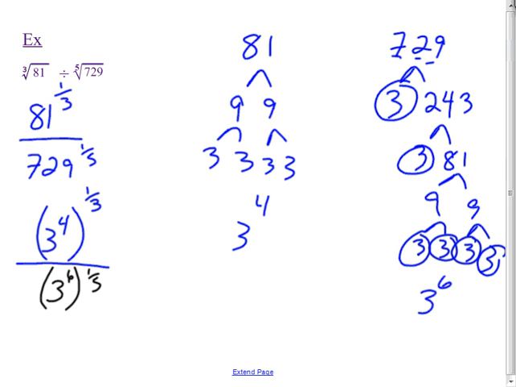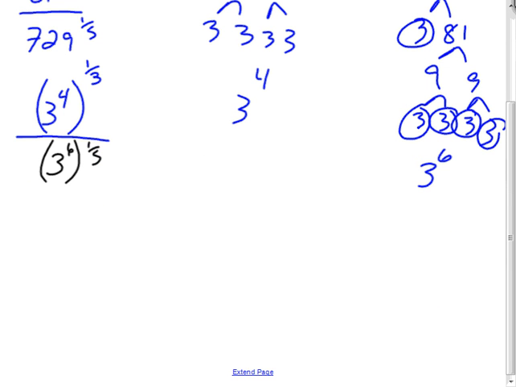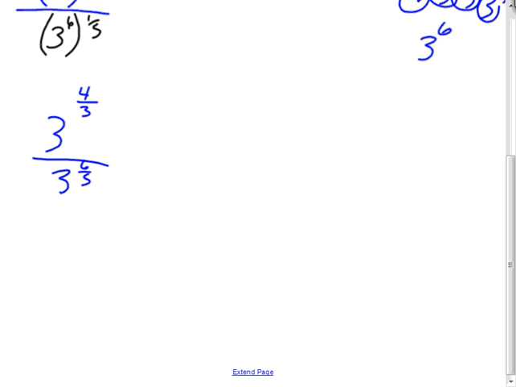Now, yes, it's still ugly, but you should see some commonalities. They both have the same basis. So, exponent properties, power to power. 4 times 1/3 is 4/3 over 3. 6 to the 1/5 is 6/5. Bases are the same, so I subtract those exponents off to the side here.